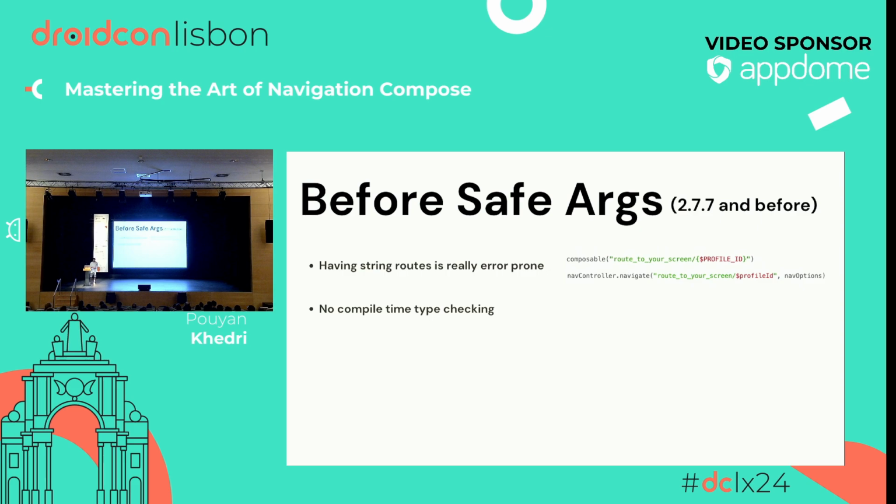The second problem is that there's no compile time type checking. So again, when you're navigating, whenever you're passing this argument here, you can pass anything. You can pass an integer, you can pass a string, you can pass a float, and the compiler is not gonna tell you that, oh, you're passing the wrong type. When will you find out? When the code is executed and your app crashes. And what's the exception?